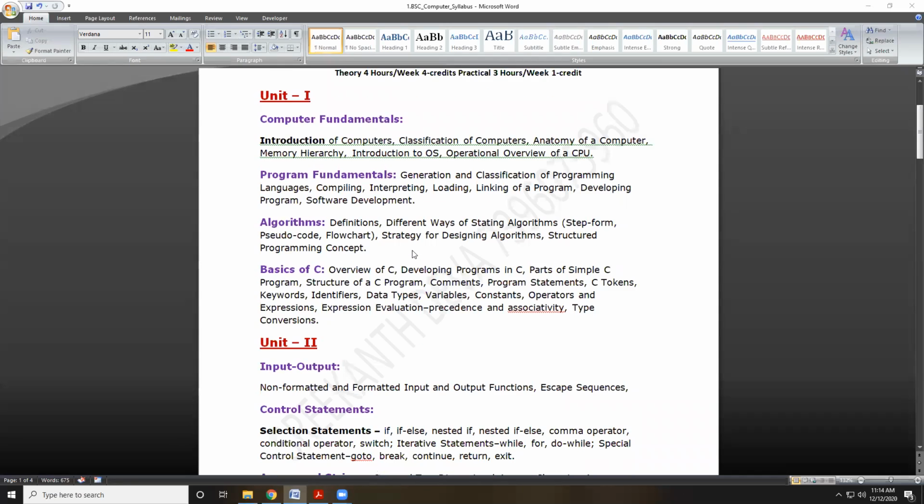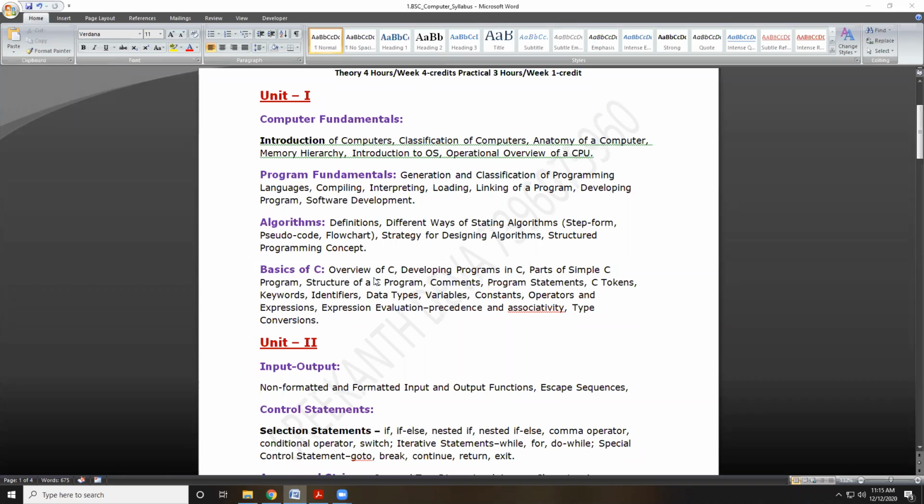Coming to unit 1, third section, third part, algorithms. What is it? Algorithms. What is an algorithm? What is the definition of an algorithm? How to construct, the different ways of stating algorithms? Like different types of algorithms we can construct using step form, pseudocode, flowchart. Some strategy of designing algorithms, structured programming concept.